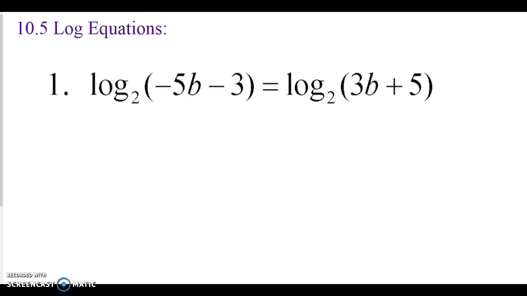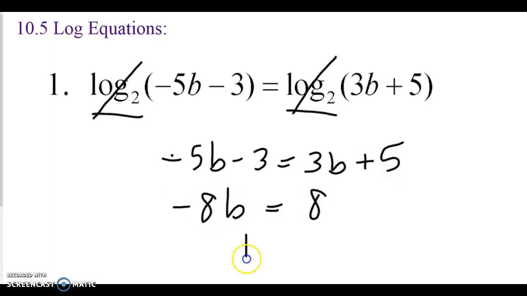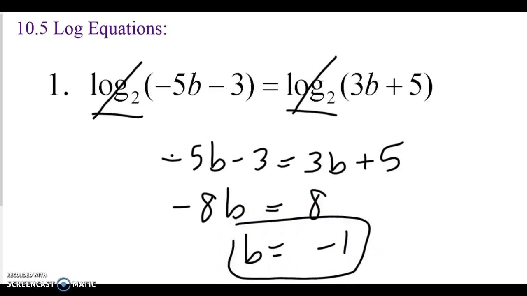And the thing is, of course, they start out very easy. If you have the same log here and the same log here with the same bases, as long as they are log base 2 and log base 2 both, then you can simply cross them out and set negative 5b minus 3 equal to 3b plus 5. Moving over, you get negative 8b equals 8 and b equals negative 1. Okay, and then of course, because it's an equation, you could always go and check and see if they work out to be the same.